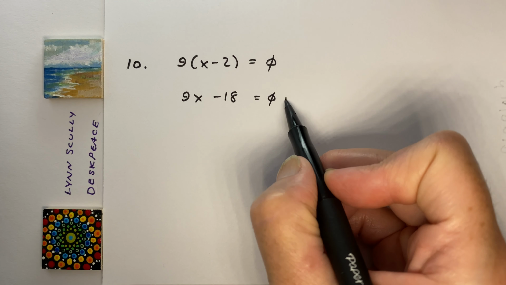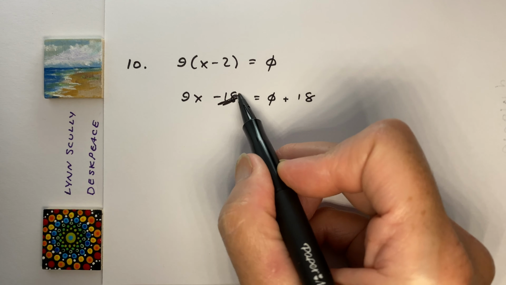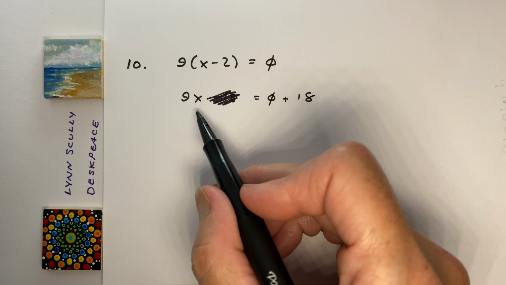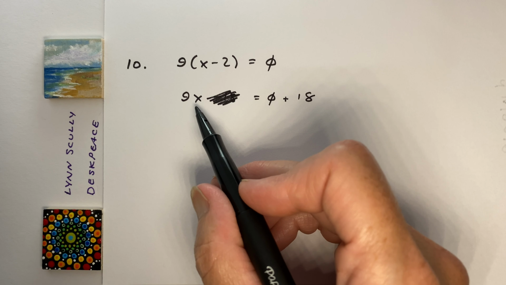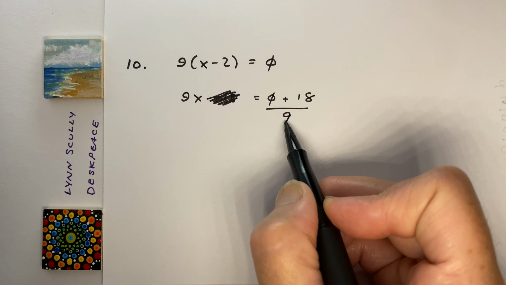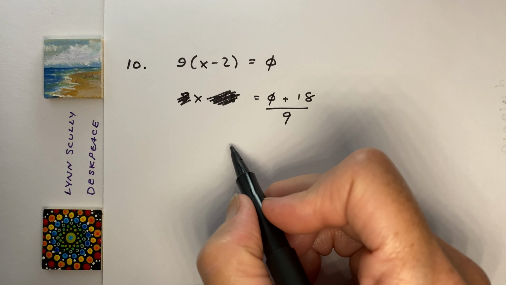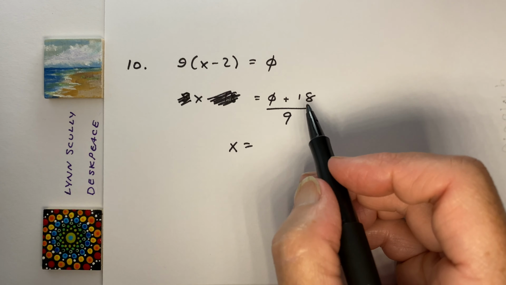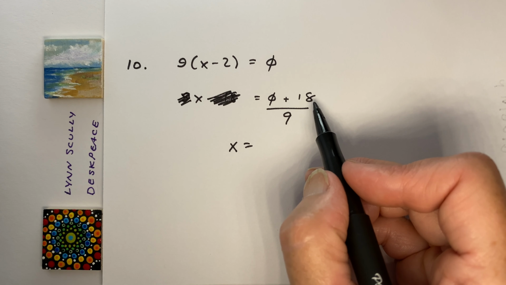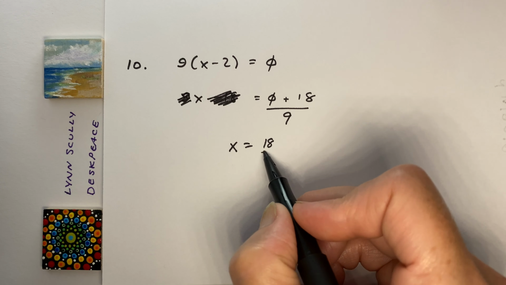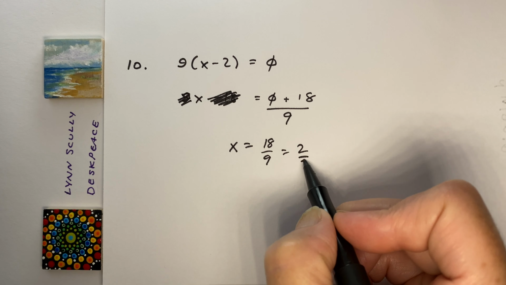18 is attached by subtraction, move it by addition to the other side of the equal sign, the x is almost alone. The 9 is attached by multiplication, move it by division to the other side of the equal sign, and I'm done. I'll clean it up. I have 18 over 9 equals 2. All done.